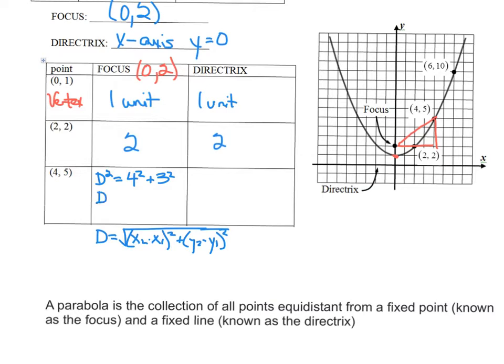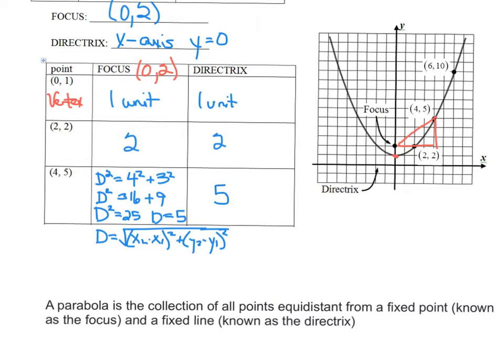Doing it using the Pythagorean theorem, I get the distance squared is equal to 16 plus 9. So that tells me that the distance squared would be equal to 25. When I take the square root, the distance between the point 4, 5 and the focus is equal to 5. Now let's take a look at the distance from that point 4, 5 down to my x-axis. Because I'm taking that perpendicular distance, I can just count the boxes, and I see that that distance is also 5. So the point 4, 5 is the same distance away from the focus as it is from the directrix.